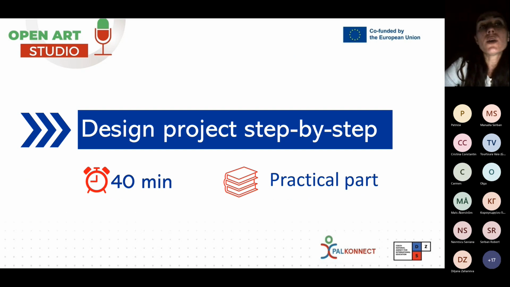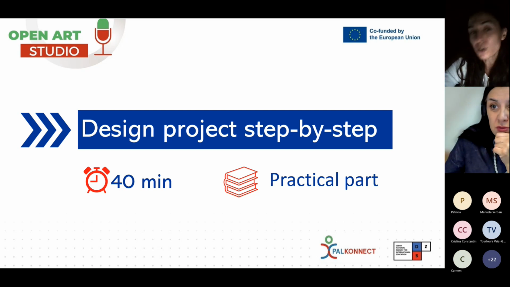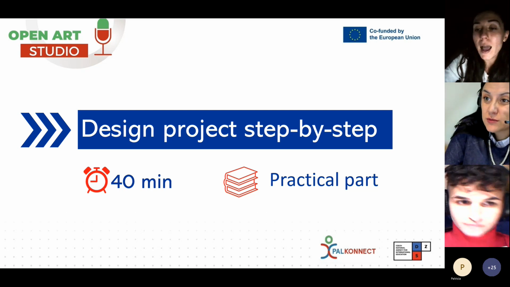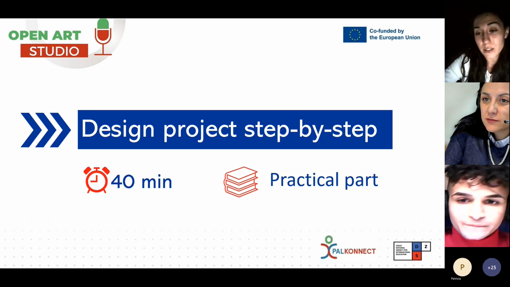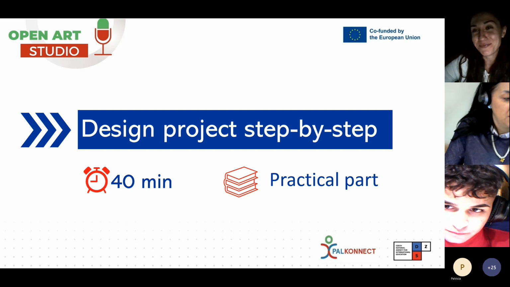So that was about how to prepare your application. I know that I was very fast describing this part, but I think that you're going to have now the opportunity to see how it is to design a project step by step. Now we have the practical part, and we are going to be divided into different rooms. So Yorgos is going to explain that to us. Thank you very much. If you have any questions, you can write them in the chat, or you can send us an email. Thank you.